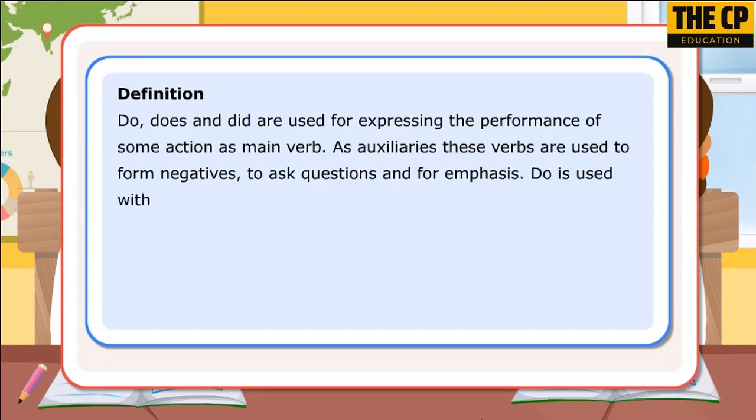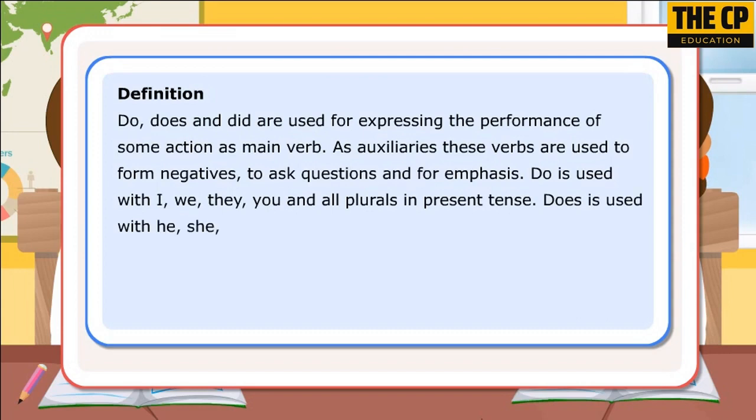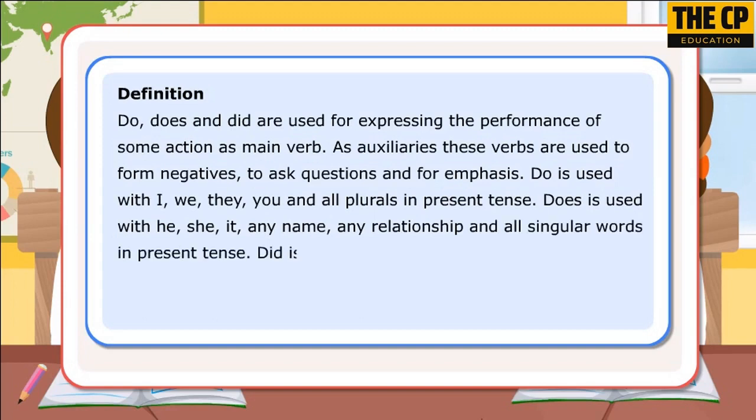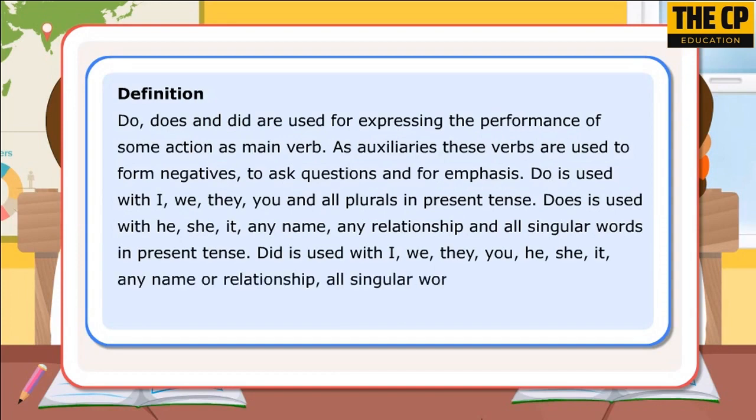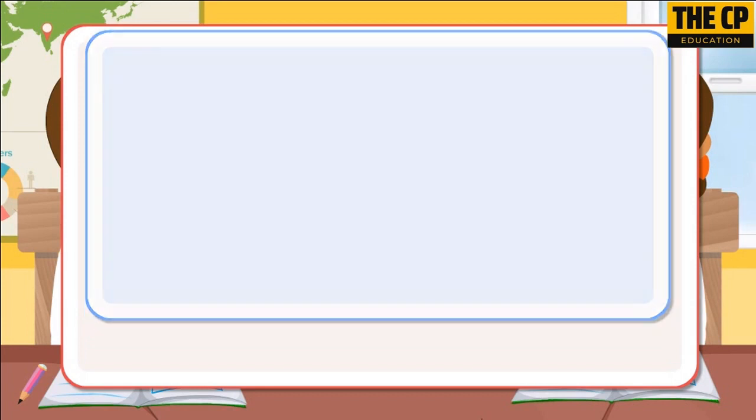Do is used with I, we, they, you, and all plurals in present tense. Does is used with he, she, it, any name, any relationship, and all singular words in present tense. Did is used with I, we, they, you, he, she, it, any name or relationship, all singular words and all plurals in past tense. Let us look at a few sentences.